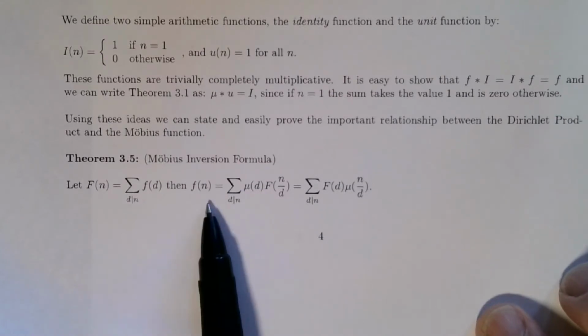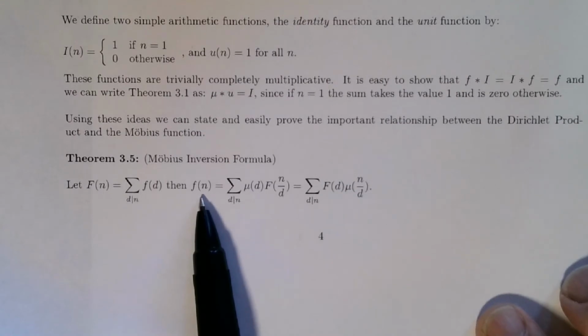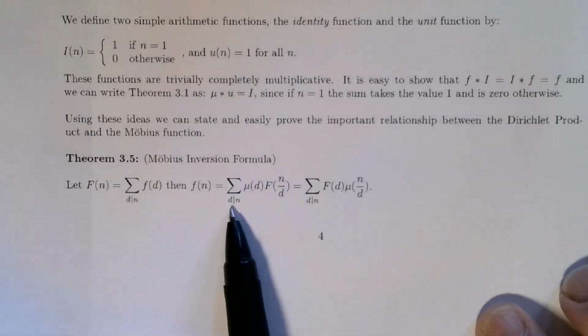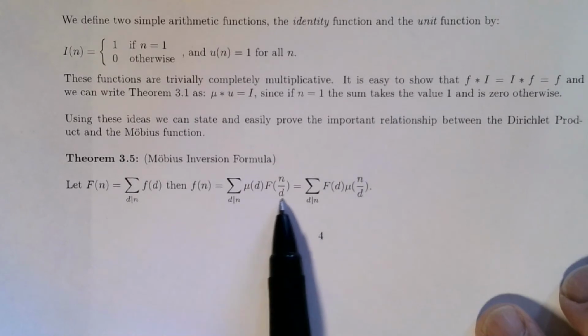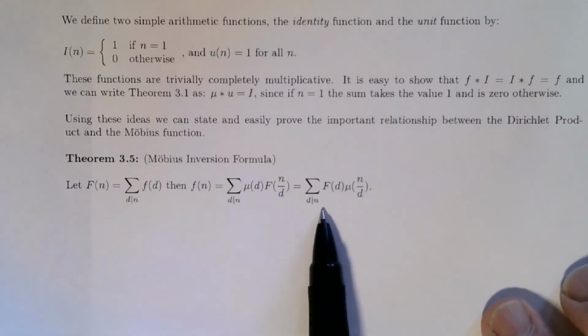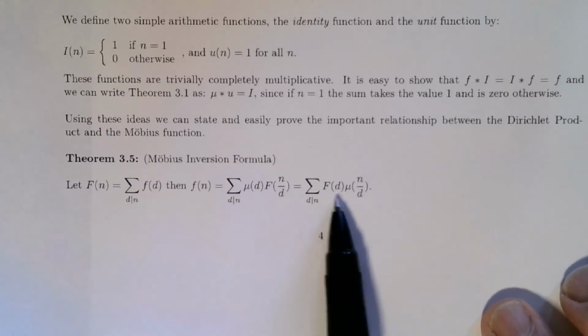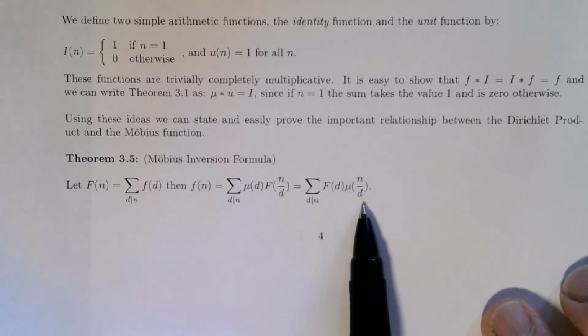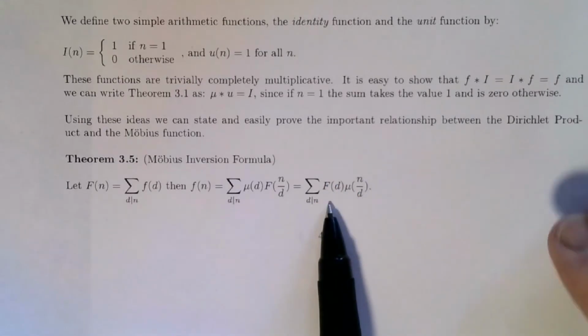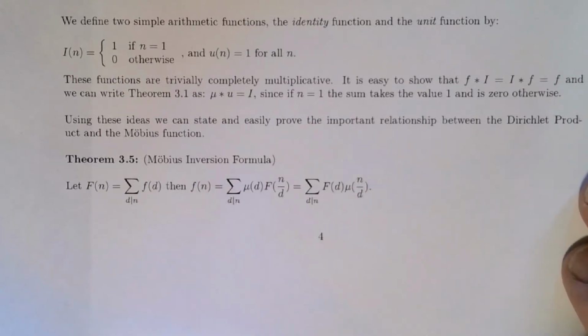We can recover f using the Mobius function. So we can recover f of n by taking a sum over the divisors of mu of d times F of the cofactor. Alternatively, we could take a sum over the divisors of F of the divisor times mu of the cofactor. And of course, you can see we can write this now using our Dirichlet multiplication star notation. And that's what I'm going to do next, and in fact that will give us the proof of this quite nicely.